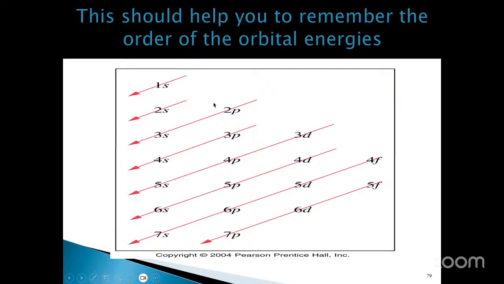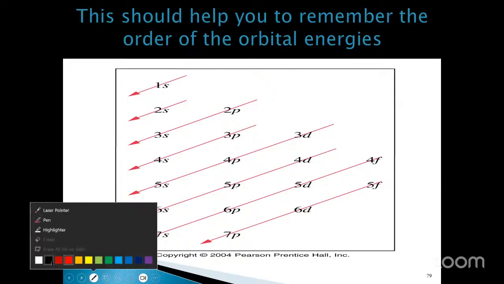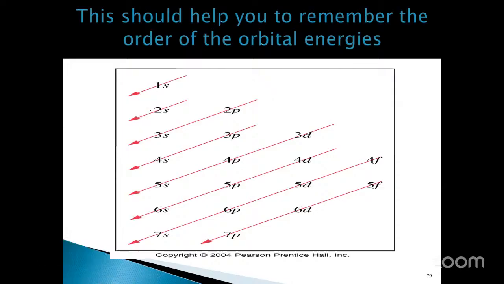And then to establish the order, you follow the arrow starting from the 1s here, from tail to head, right? So the order of the energies of the orbitals will be 1s, then 2s, then 2p, then 3s, then 3p. So all I'm doing is following the arrows and where they intersect with the different letters. 3p, then 4s, then 3d, and so on, right?